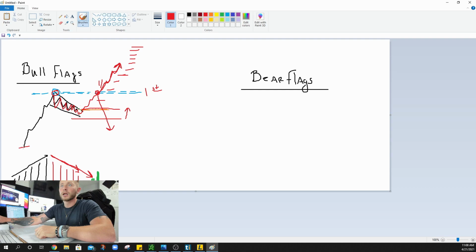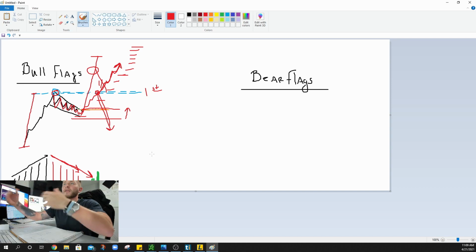A lot of people say, all right, bull flag, measure the pole. Measure the pole, that's your target. What if it double tops? You're not locking in profit. What if there's resistance right here? You're not locking in profit. There's a lot of variables. So you can't just say, okay, I'm going to measure the pole and that's my target.